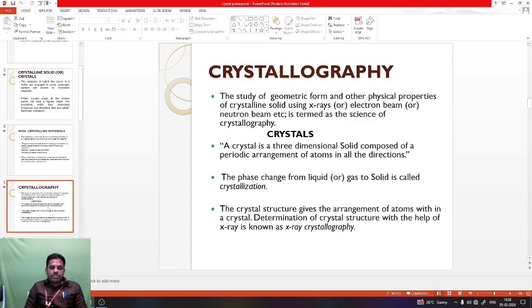If you are using X-rays, then it is called X-ray crystallography. So the phase change from liquid to solid, that is called crystallization. So how do we crystallize? For example, we can discuss this with the natural crystal, sodium chloride.